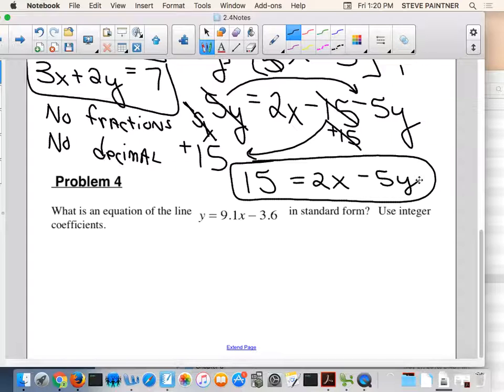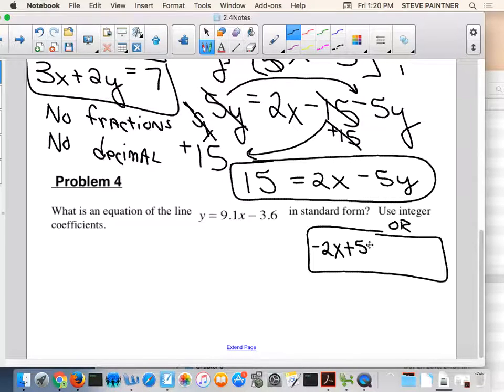Now, why did I want the x and y to be on the right side? Because the 2x was already positive. Leave it positive, because in the back of the book, the x terms will always be positive. Now, wait a minute. There is another version of the answer. The other version would be, what if the x term was over here? What if the y term was over here? And what if the 15 was over there? So I can write this. Or, the other version of the answer is negative 2x plus 5y equals negative 15.